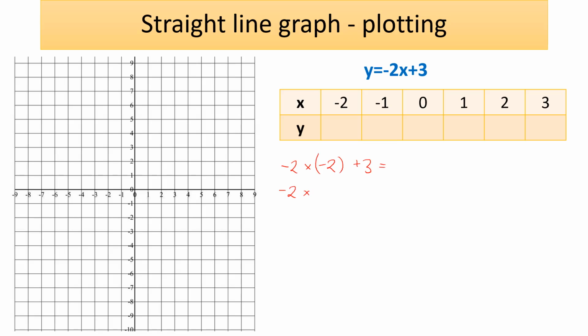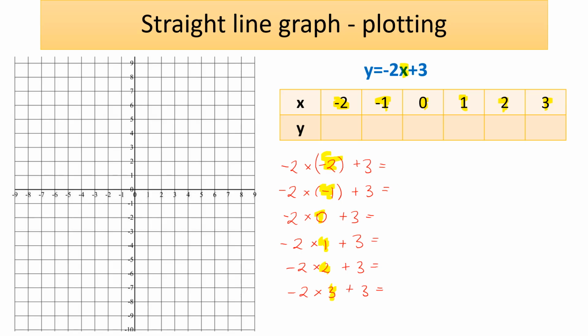Then minus 2 times minus 1, this is the next value of x from the table, then minus 2 times 0, add 3, then minus 2 times 1, add 3, minus 2 times 2, add 3, and minus 2 times 3, add 3. Okay, so I have used the values from the table and I substitute them into the equation. Okay, now I need to get the answers. Okay, so I need to calculate.